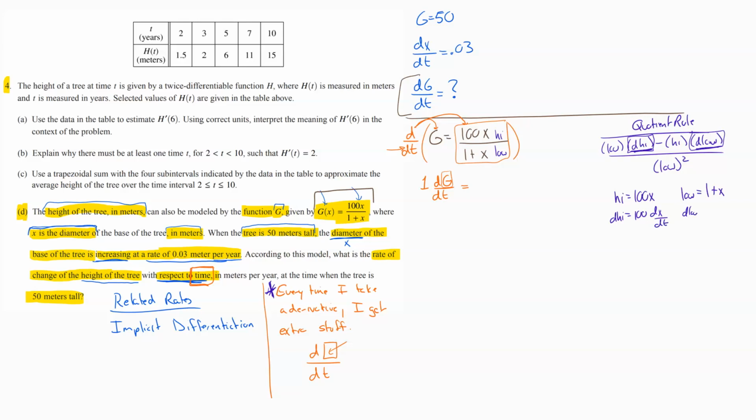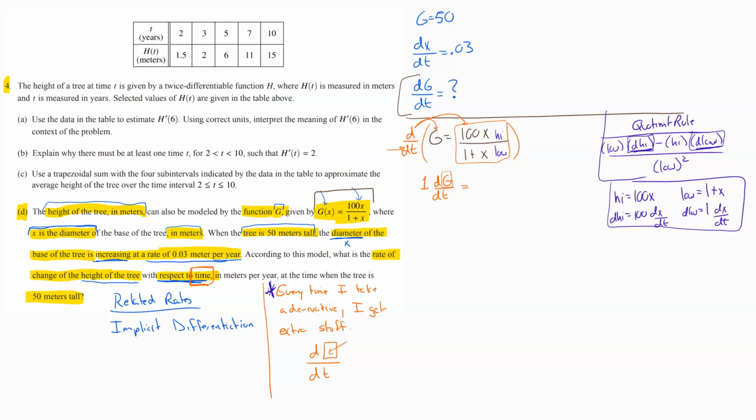Then I go find my d low. The derivative of 1 would go away. The derivative of x would be 1. Took the derivative of an x, so I get a dx dt. And now I come through and I put everything back together. I call these my ingredients right here. So I put everything back together following my quotient rule recipe.